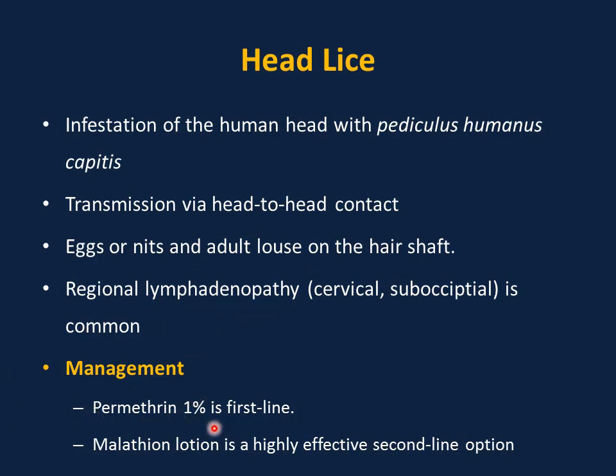Management: permethrin 1% is the first line. Malathion lotion is highly effective as a second line option because it kills the egg. So this one is ovicidal, more effective than permethrin.